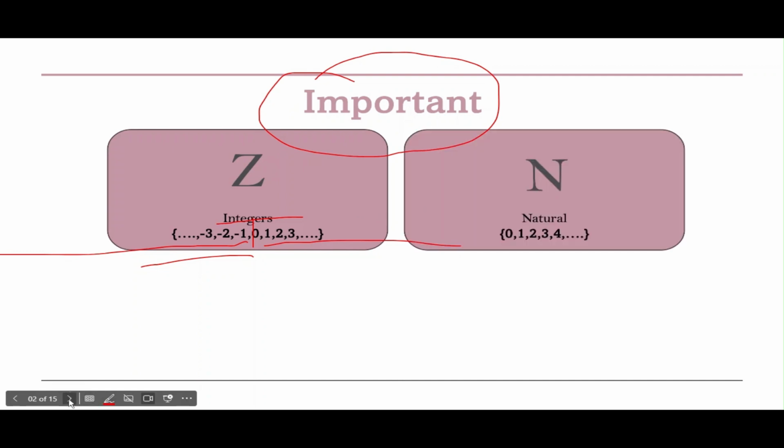We got another thing called natural numbers. Their symbol is N, and they're called natural. They begin from zero. They should contain zero. After that, we complete 1, 2, 3, 4, and so on. This means that it's an infinite list, infinite set.